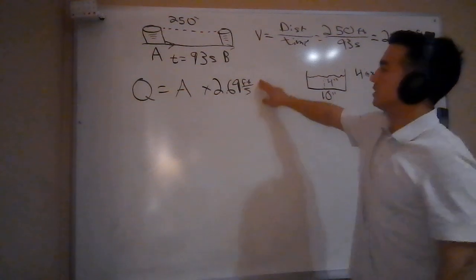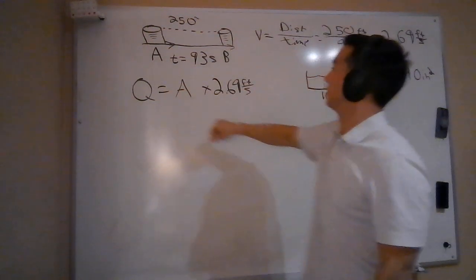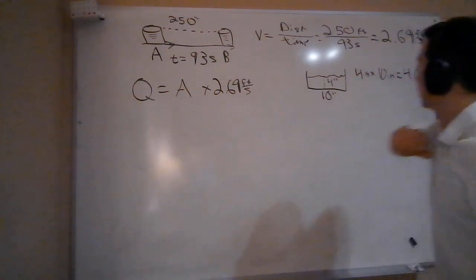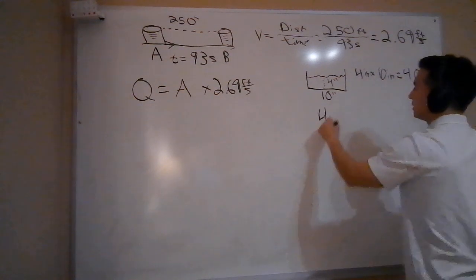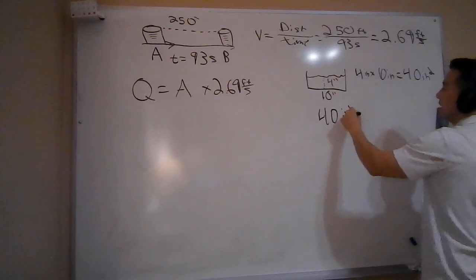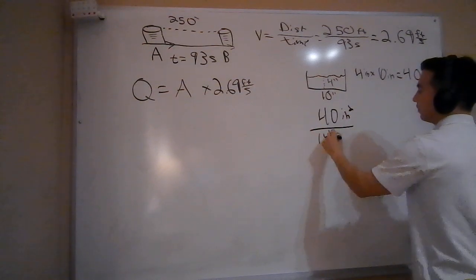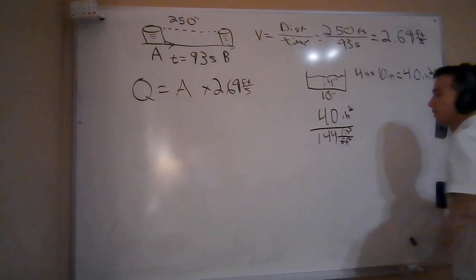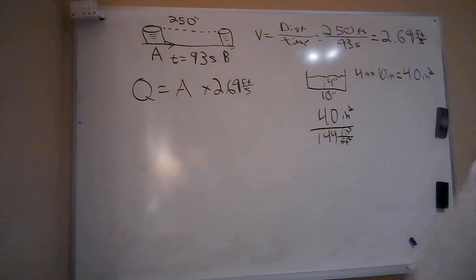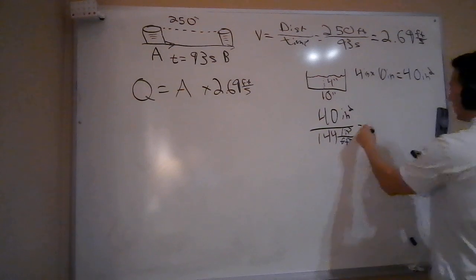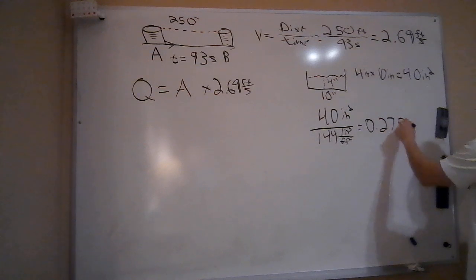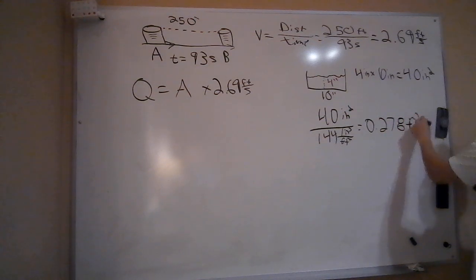Now, velocity is in feet per second, so I want to multiply the area by square feet, not square inches. If you multiply by square inches, you're going to get some really wonky number. So now I take this 40 inches squared. I'm going to divide that by 144 because there's 144 square inches per square foot. Again, pull out my handy dandy calculator. 40 divided by 144, and that's going to give me 0.277, so we'll just say 0.28, and that's going to be square feet.